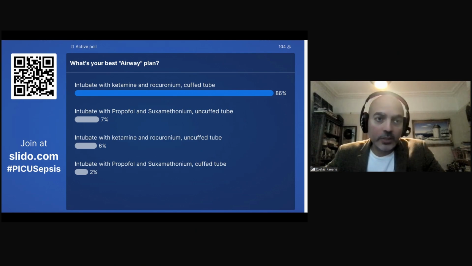And the last thing you need in a child with warm shock is to vasodilate them further, because you're going to drop the blood pressure, and by extension, they're going to arrest on injection. Which then brings us on to the reasoning for why we need a cuffed tube.